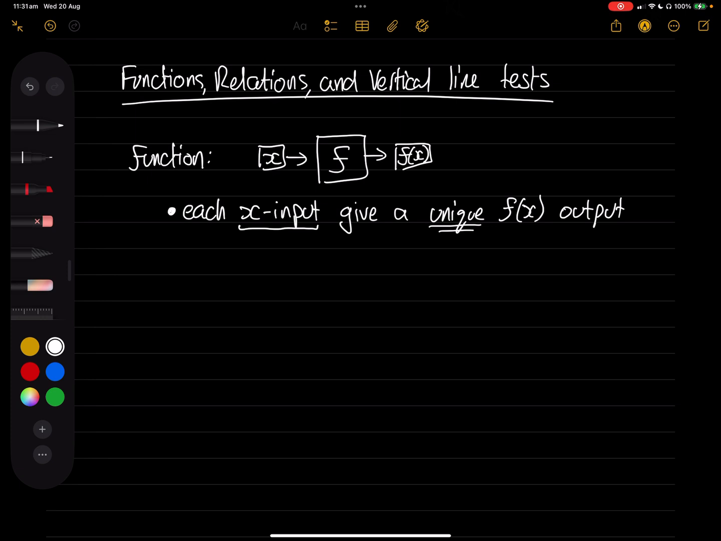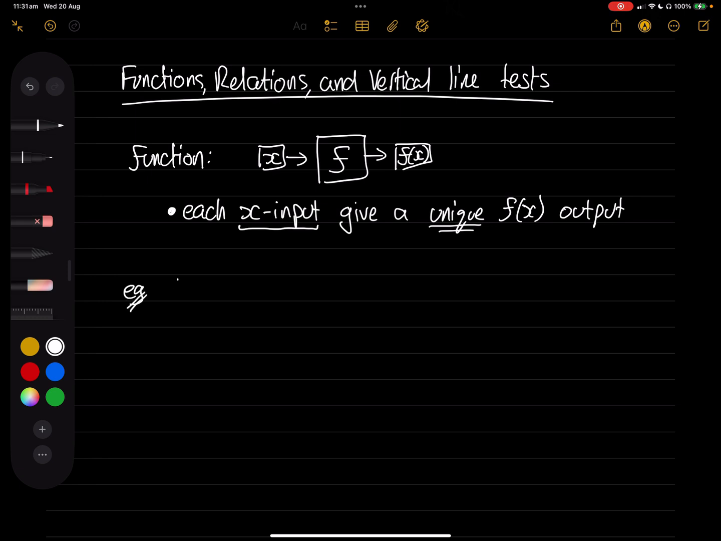So there are some equations where you put a single number in and you get two numbers out. That is not a function, right? That's something else. So for something to be a function, we need each x input to give only one f of x output. So let's have a look at an example.